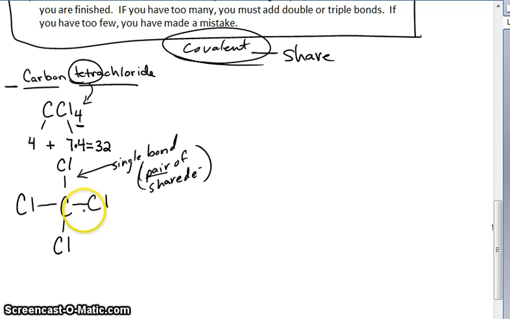So this chlorine already has 2 because there's a bond here. It needs 6 more. So I'm going to give it 2 here, 2 here, and 2 here. That gives this chlorine 8 electrons. 2, 4, 6, and this line counts for 2, so that's 8. Then I'm going to give this chlorine 8 valence electrons total. 2, 4, 6, 8. And then this chlorine gets 6 more, and this chlorine gets 6 more.